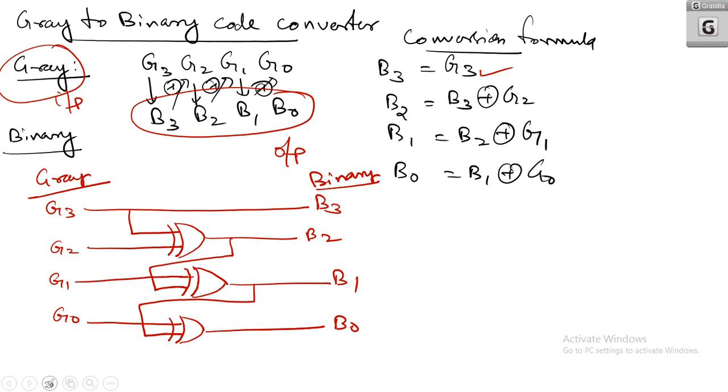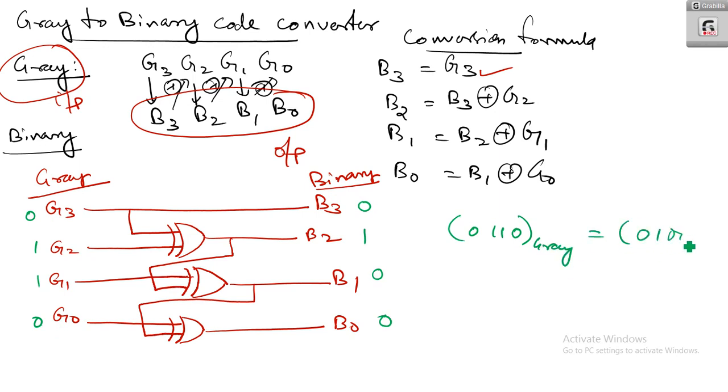Now for example, if you are having the gray code as 0, 1, 1, 0, what is the corresponding binary code? B3 will be 0. What is B2? G2 is 1, so 0 XOR 1, that is 1. Now what is B1? 1 XOR 1, that is 0. What is B0? 0 XOR 0, that is 0. Therefore, if you are having a gray code 0, 1, 1, 0, then the corresponding binary code will be 0, 1, 0, 0. That is the corresponding binary code.